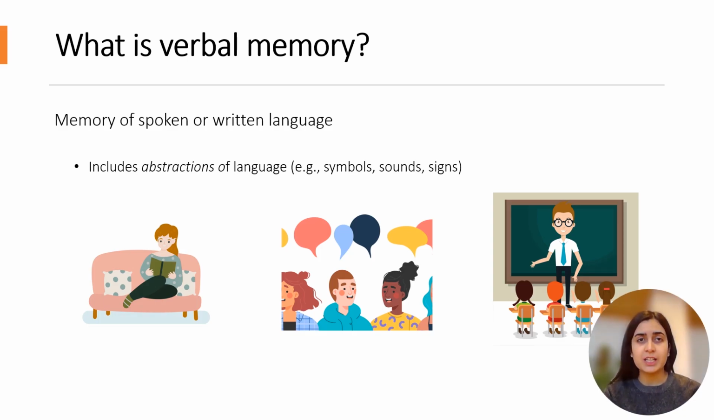Well, verbal memory can be defined as the memory of either spoken or written language. It includes abstractions of language such as symbols, numbers, sounds, or signs. When you are reading a book, you encode memories of written language. When you're listening to a professor or having a conversation with someone, it is memories of spoken language.